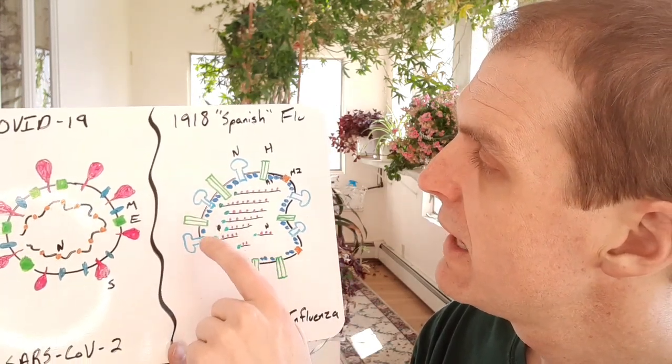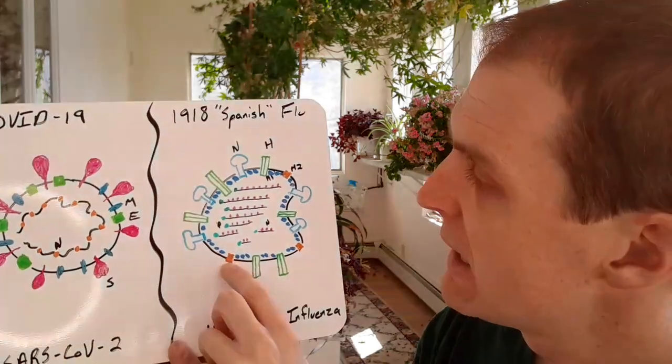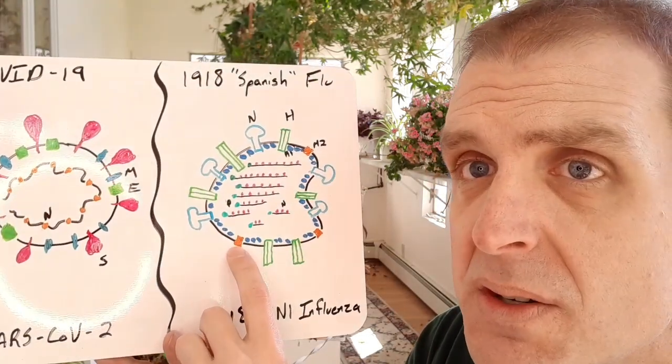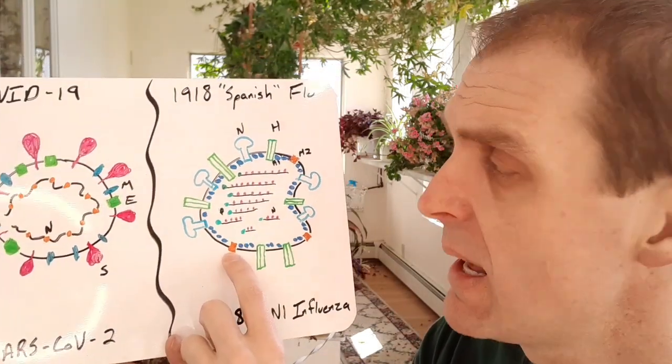Along with the H and N proteins, we've got some orange proteins drawn in here that are designated M2.